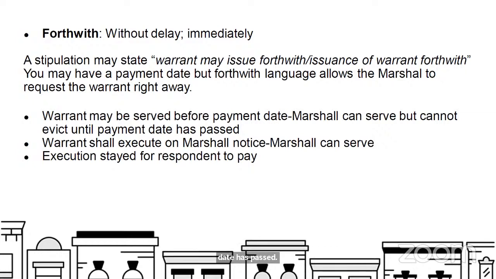"Warrant shall execute on marshal's notice." That means the marshal can come and serve you the notice. "Execution stayed for respondents to pay." So there's a hold until you pay. These are different versions of the same type of language. In a lot of the stipulations we'll go over today, you'll see the same theme. It's just that there are different ways of writing it.